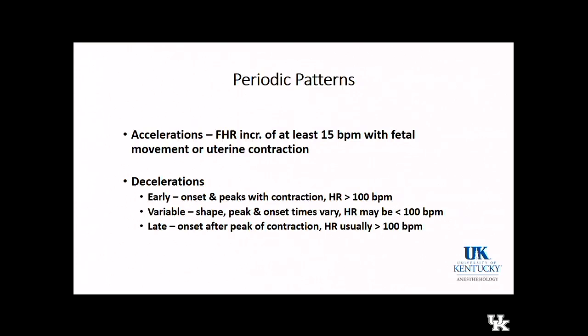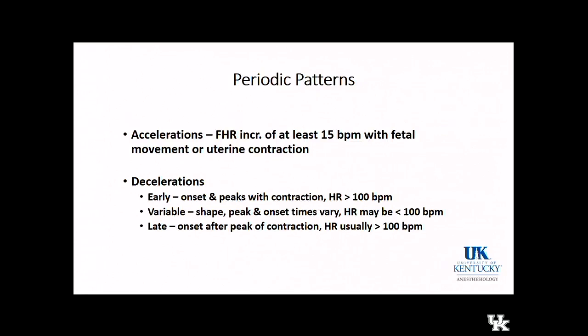A variable deceleration is exactly as described. It's variable. With each contraction, it can be different in terms of how far down the heart rate drops, how long it lasts, what the shape of the deceleration is. And oftentimes with variable decelerations, you will see the heart rate drop below 100.